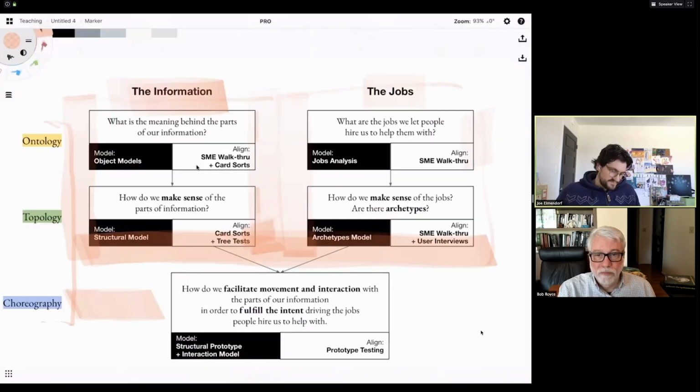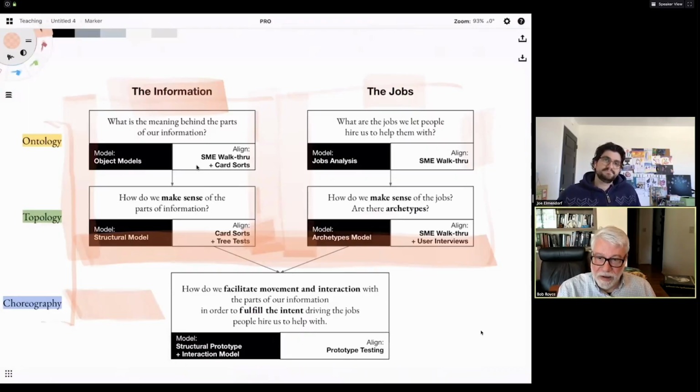This structural prototype is where we ask the question, how do we facilitate the movement and the interaction with the parts of information in order to fulfill that intent that is driving these jobs? And we create these structural prototypes because real people are not very good at using and understanding structural models. We use these prototypes to help us understand whether or not we are accomplishing that challenge of making this useful for people. They're roughly equivalent to the balsa wood models that architects used to do.